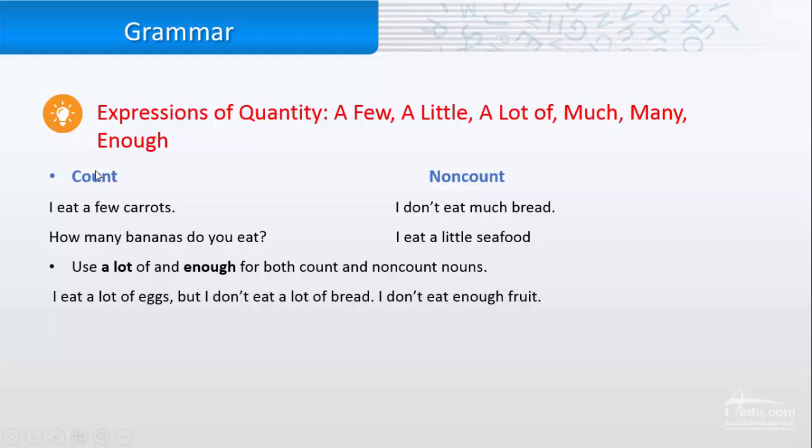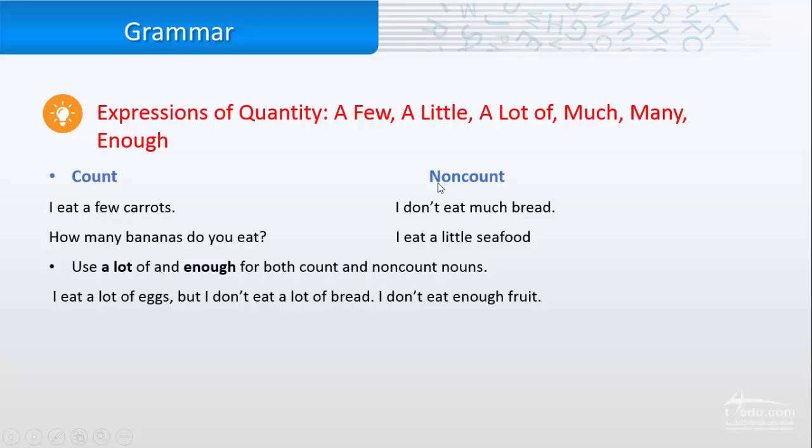If you're talking about something count, like you can count it, like 1, 2, 3, 4, you can, for example, say, I eat a few carrots. You can say 1 carrot, 2 carrots. Also, if I said how many bananas do you eat, you can say 1 banana, 2 bananas.